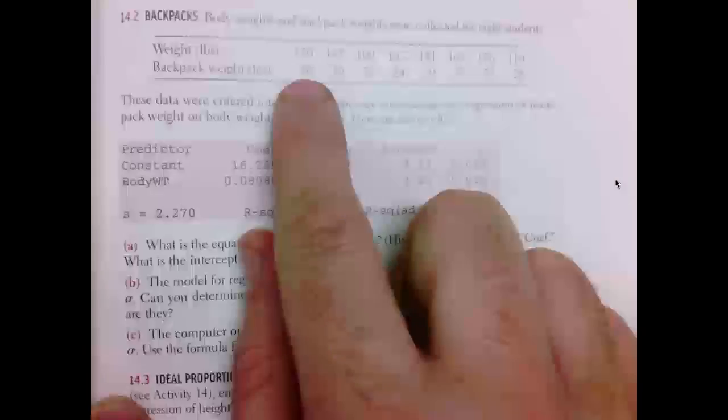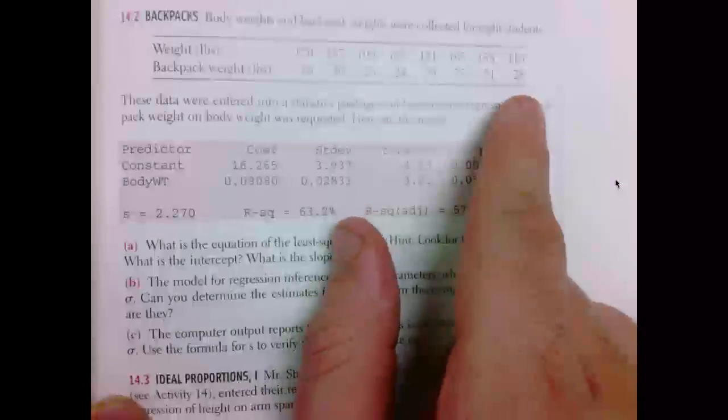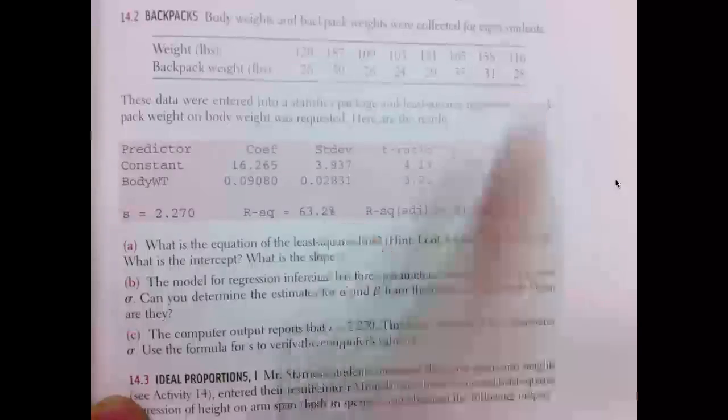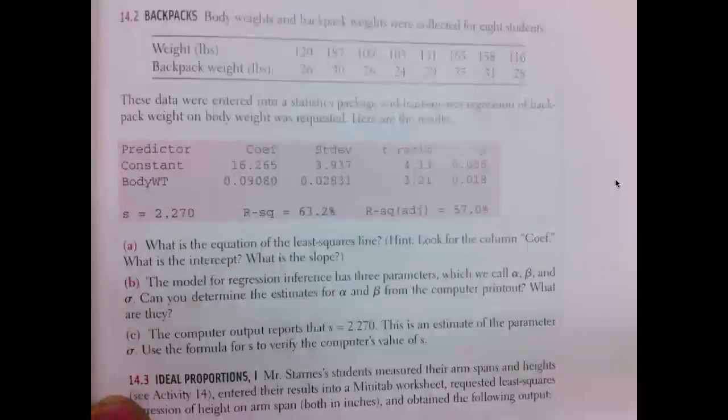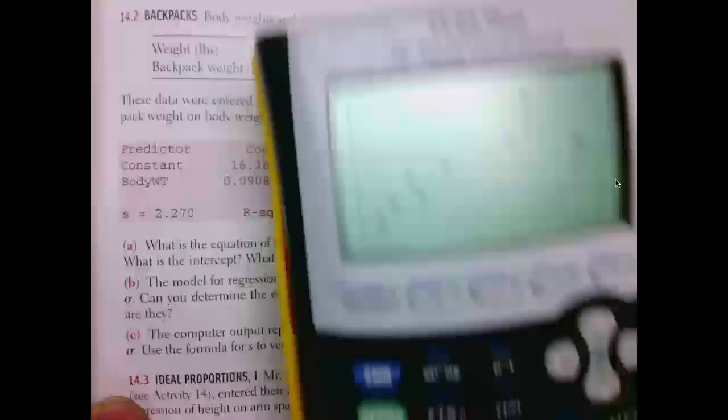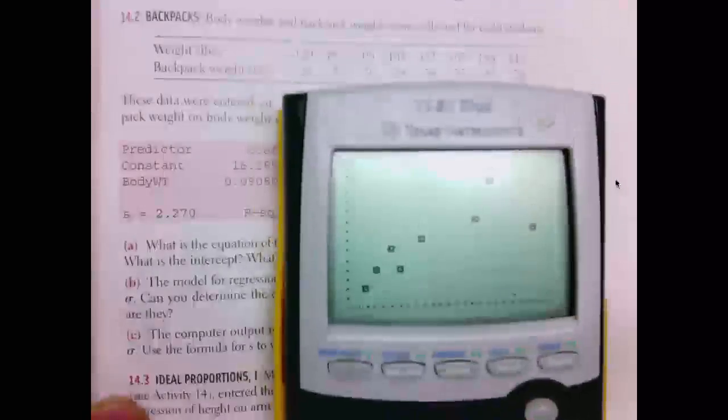So enter this data into your calculator. Pause the video now and enter this data into your calculator. Alright, here is the scatter plot.